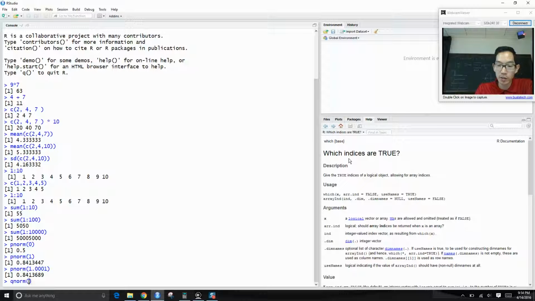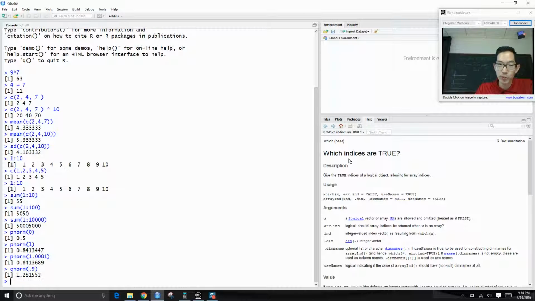Okay, so you can say q-norm of 0.9, and this says 1.28, and this basically means if someone is in the 90th percentile, they would have a z-score of 1.28, or someone with a z-score of 1.28 would produce an area of 0.9. Okay, and you'll have some homework problems kind of going over this. But p-norm is even smarter than that.